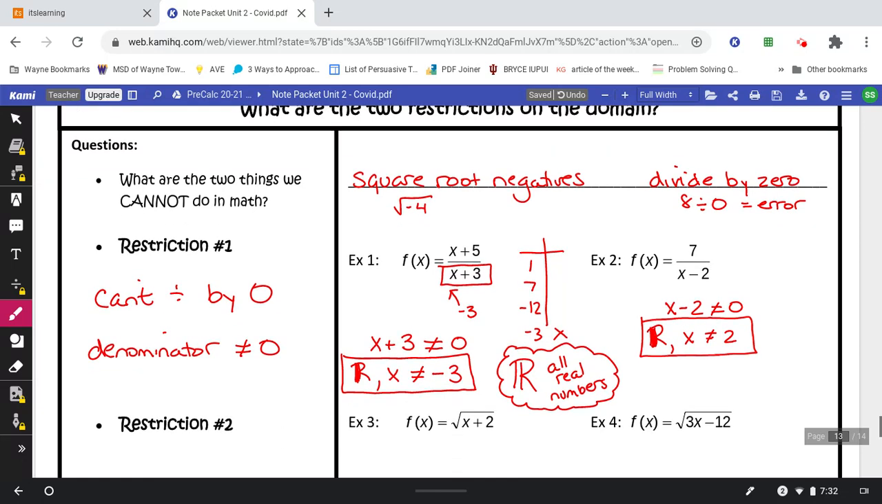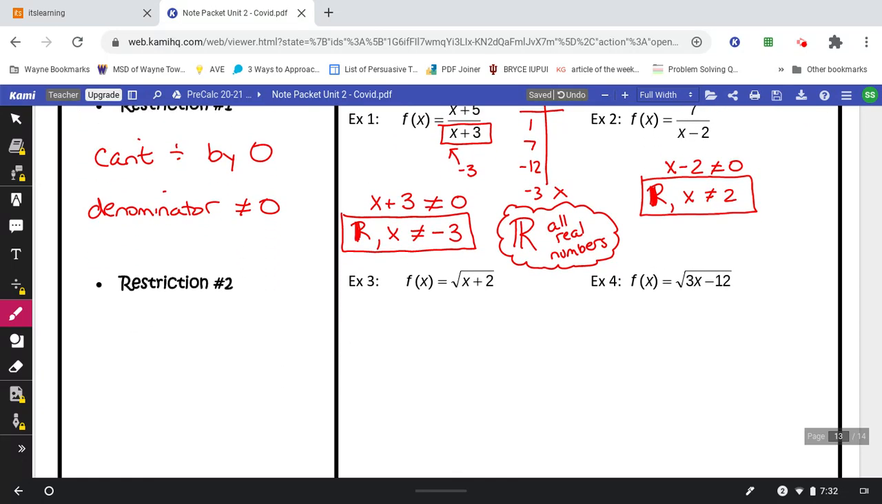The restriction number 2 is going to be our square rooting of the negatives. So you can't square root negatives. So what that means is what's underneath the square root can't be negative. In math, we're not going to say can't be negative. We're going to have to say 0 and higher. So underneath the square root has to be greater than or equal to 0. You can take the square root of 0. That's fine. All right, so under here, we have to make sure that x plus 2 is 0 or higher. In other words, x plus 2 is greater than or equal to 0.